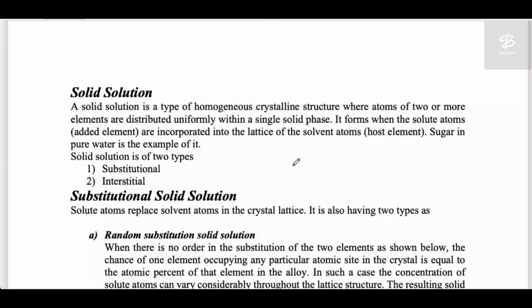Now come to the solid solution. What is a solid solution? In the first unit we have discussed a lot of things, such as what the impurities are and how they are going to be beneficial for your study and your requirement.